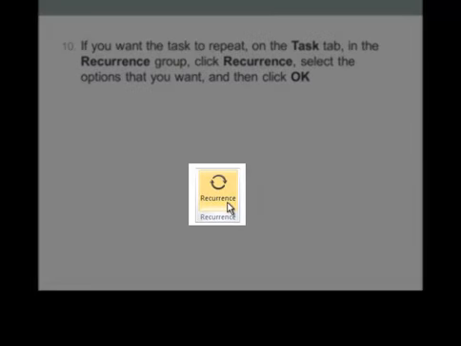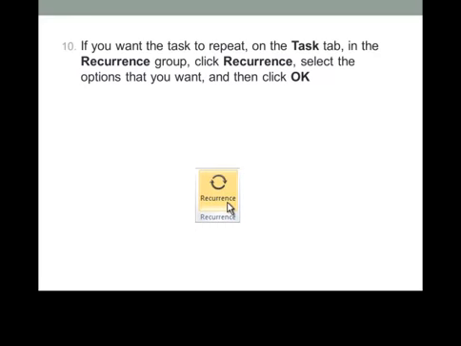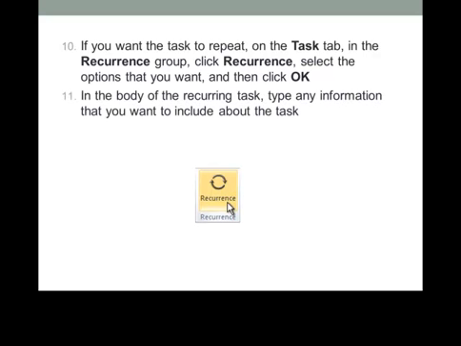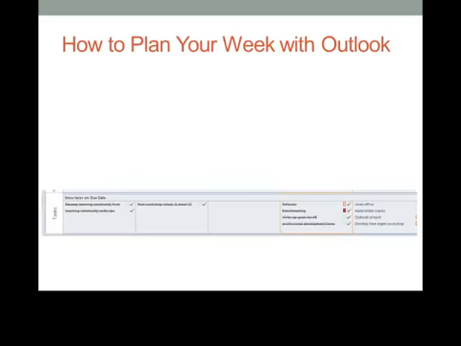If you want the task to repeat, on the Task tab, in the Recurrence group, click Recurrence, select the options that you want, and then click OK. In the body of the recurring task, type any information that you want to include about the task, and click Send.